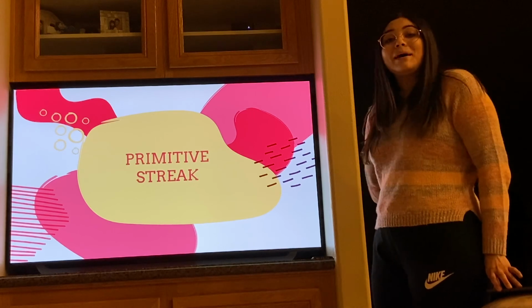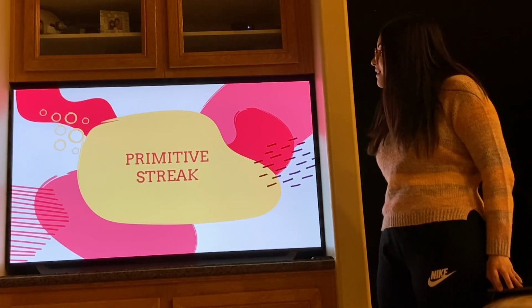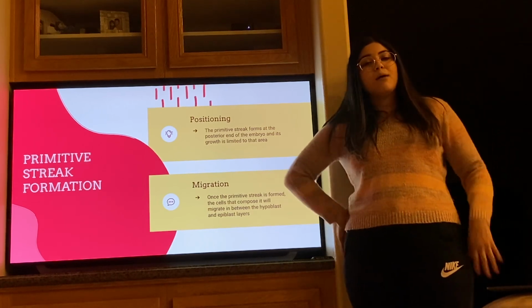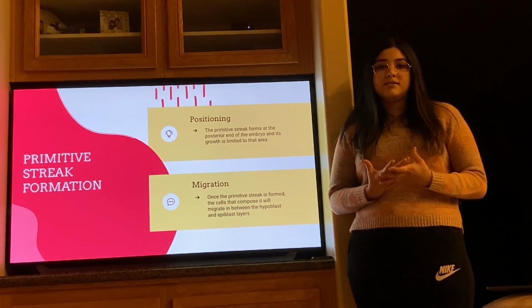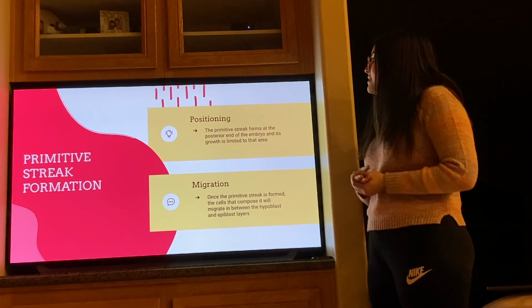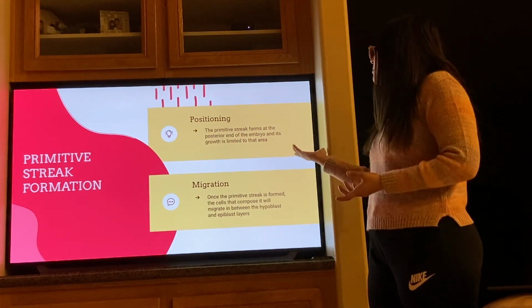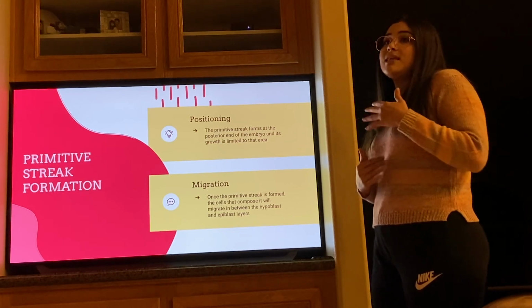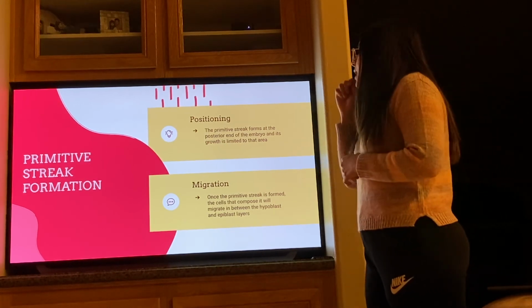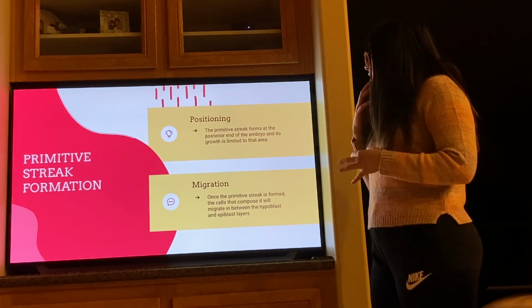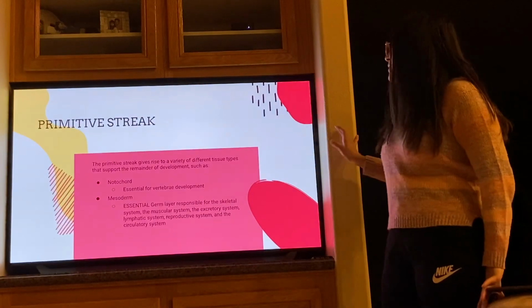Let's talk a little bit more about that primitive streak. So the primitive streak forms very interestingly. That embryonal disc will give rise to that primitive streak. It does happen on the posterior end of the embryo, and the positioning of it is that it will basically be limited to that posterior end. It will not go into that anterior end until further when it goes to the other part. I'm sorry, your other part.